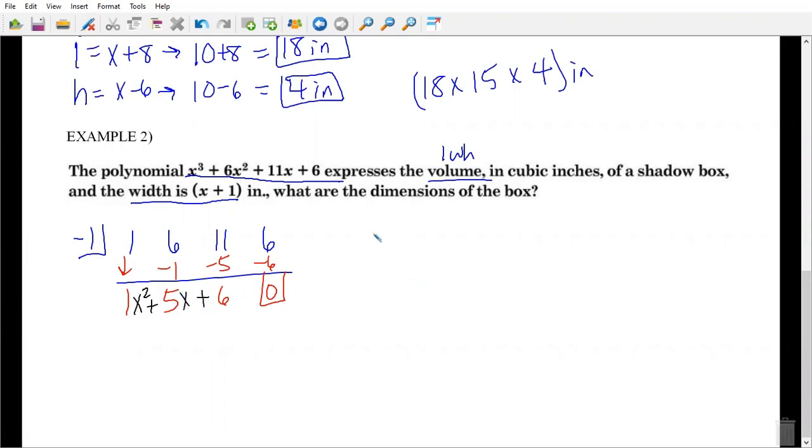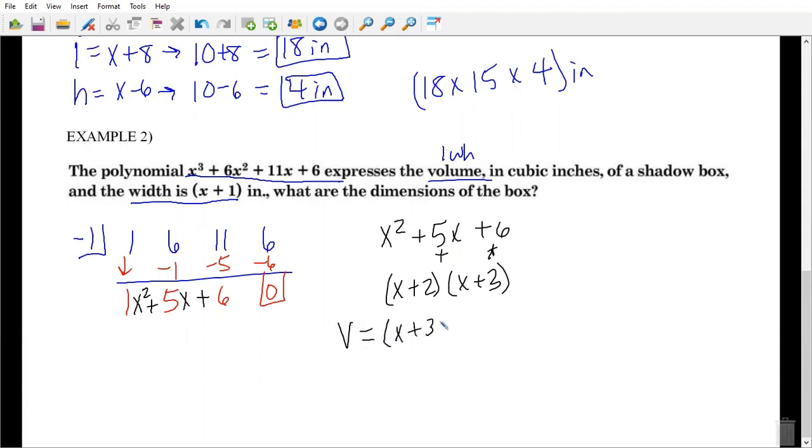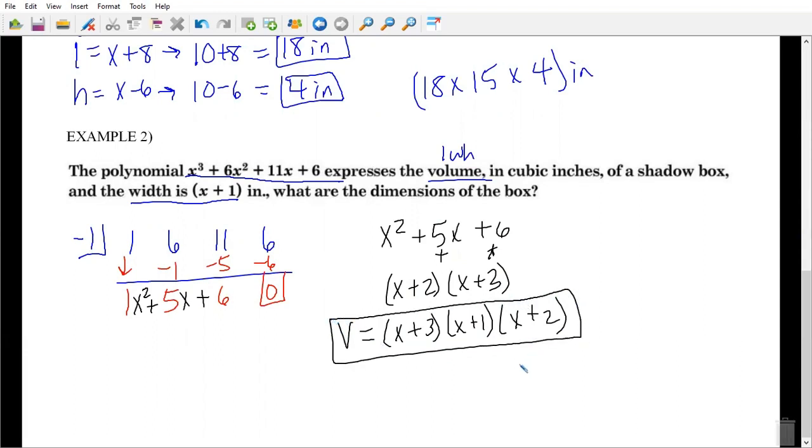So to find our length and our height, we have to factor that. So we have x squared plus 5x plus 6. So it multiplies to give me 6, but adds to give me 5. 2 and 3. X plus 2 times x plus 3 are my height and my length. So we know the volume equals our length, which is x plus 3, times our width, which is x plus 1, times our height, which is x plus 2. So there are our dimensions of the box.